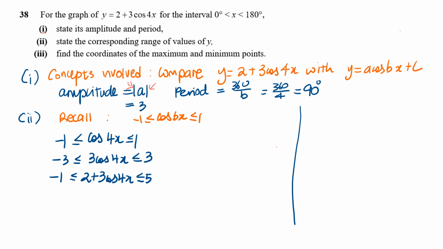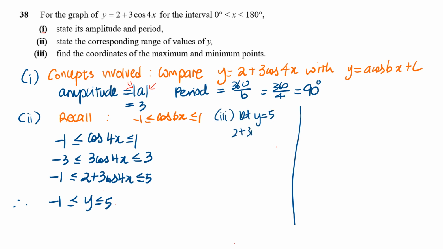So what does this mean? It means that if you're going to draw your curve, some of you may not understand what it means, your maximum y value is 5 and your minimum y value is negative 1. So your curve could be something like that. Later we will draw the curve and see. This is what it means. Let's erase it because we need the space. So that is what is meant by the range of values of y. Maximum y coordinate is 5, minimum y coordinate is negative 1. So that's part 2.